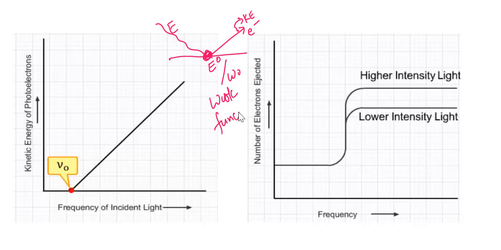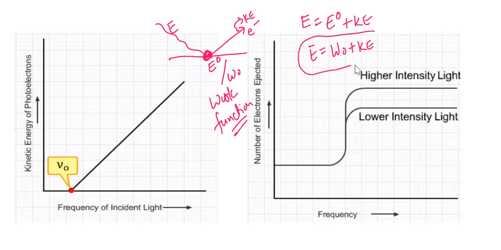Work function. Some amount of energy is consumed, so the remaining energy is converted into kinetic energy. So I can write the formula E equals E naught plus Ke, or W naught plus Ke. This is the photoelectric effect formula.